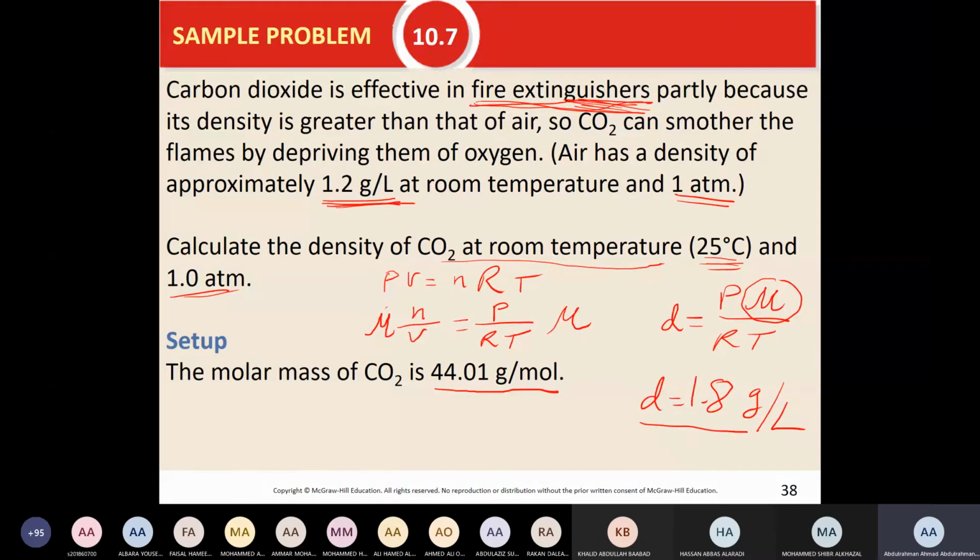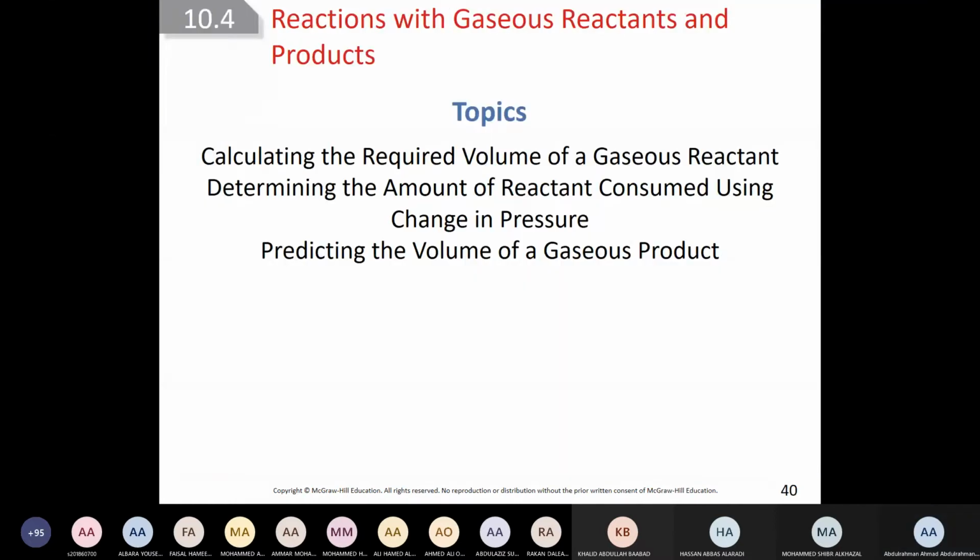If there is a fire here, the fire needs oxygen. But if you put CO2 gas, the CO2 will come and settle lower here, and the oxygen will be far away from the fire, and the fire will go away. Is this clear? That's why we need to use something which has higher density than air to make the oxygen go away and kill the fire. Good.